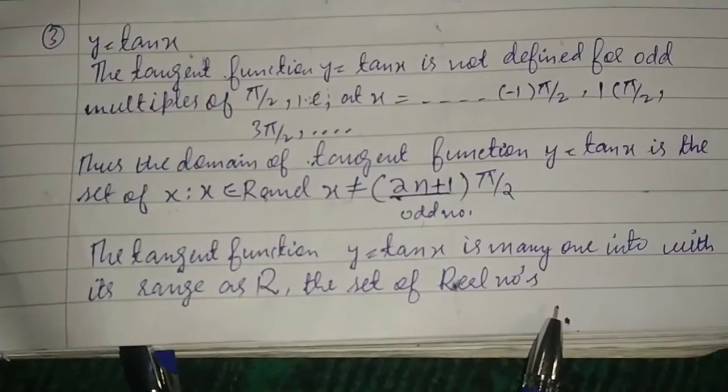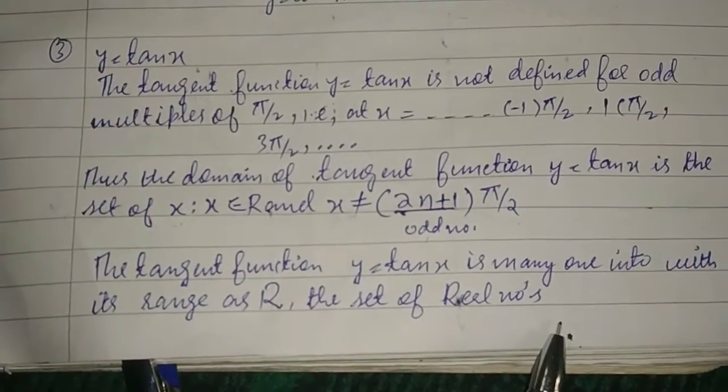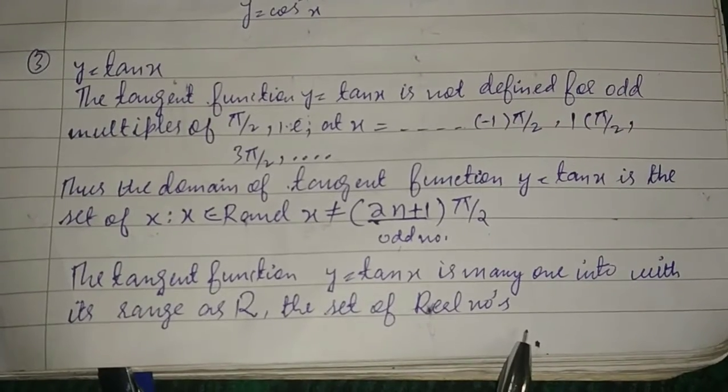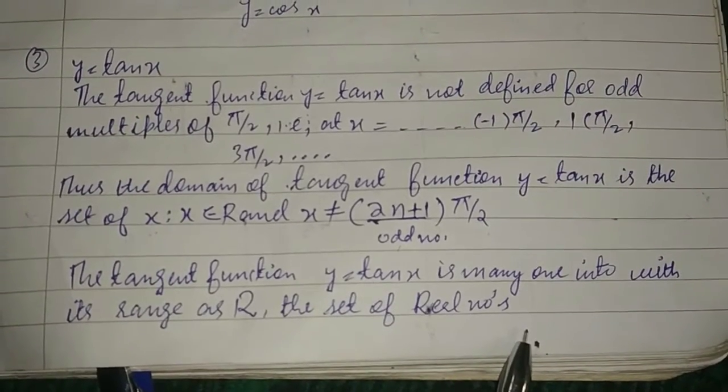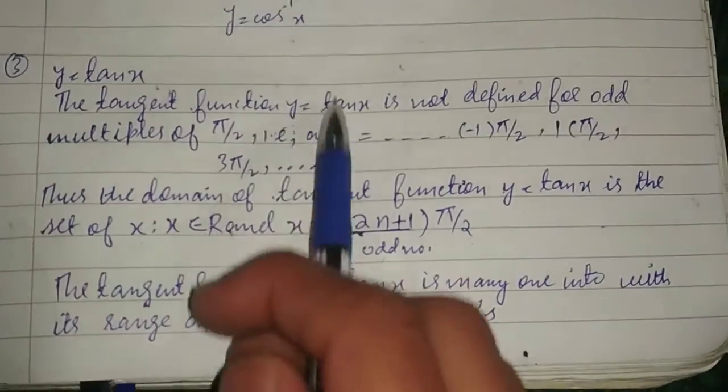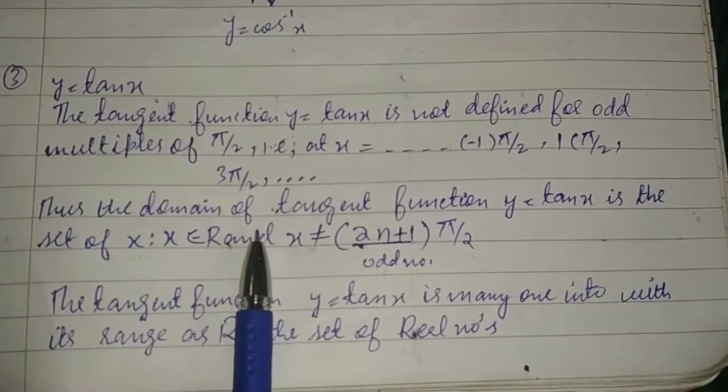Now the third function is the tangent function. You'll be knowing that the tangent function is not defined for odd multiples of pi by 2. What are odd multiples? It can be -1, 1, 3. That means it's not defined for these. What does that mean? That means at these values, the tangent function does not give us any value.